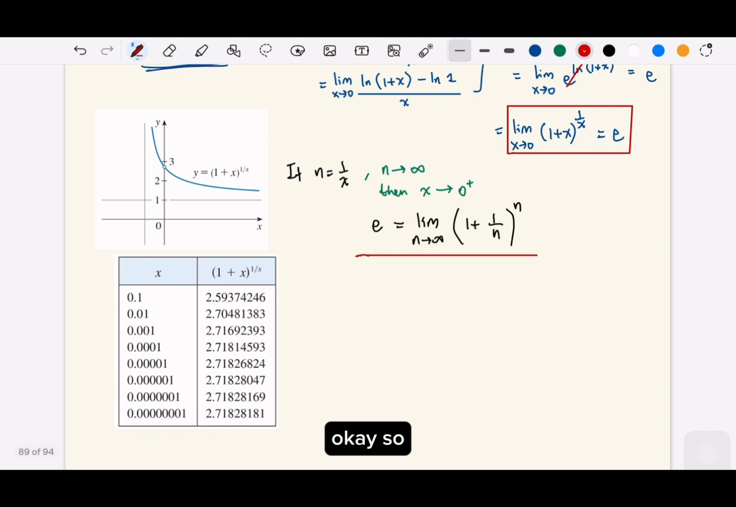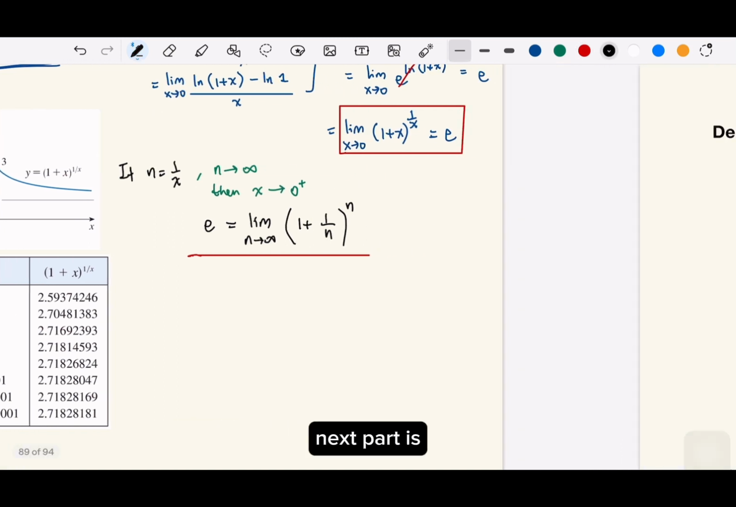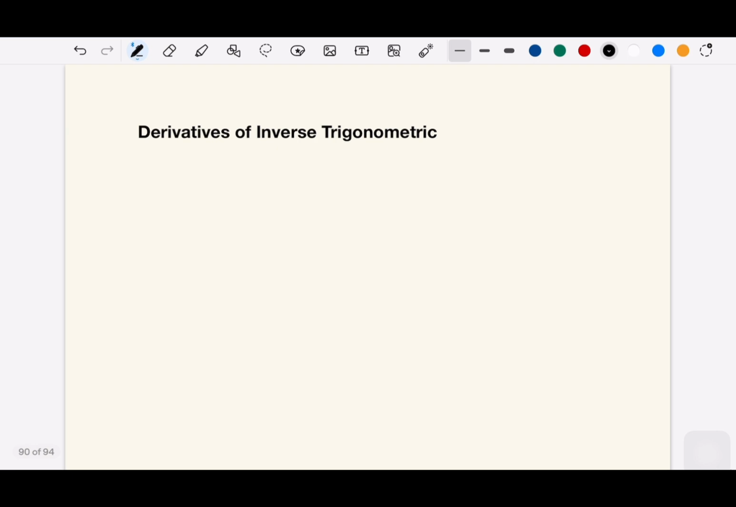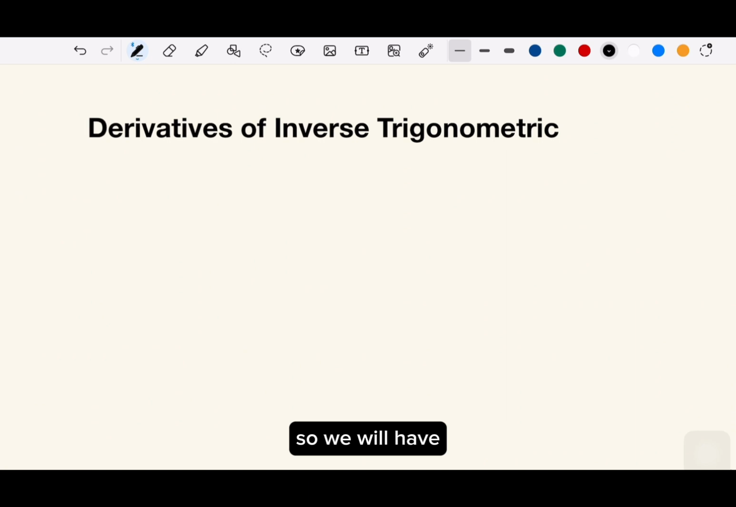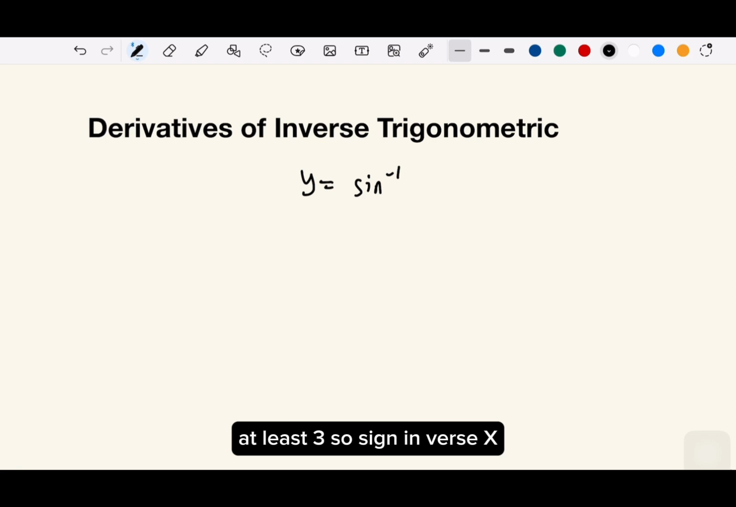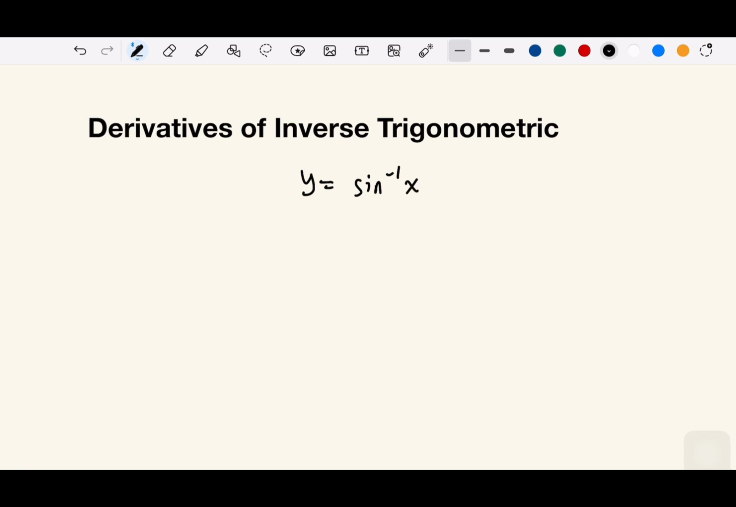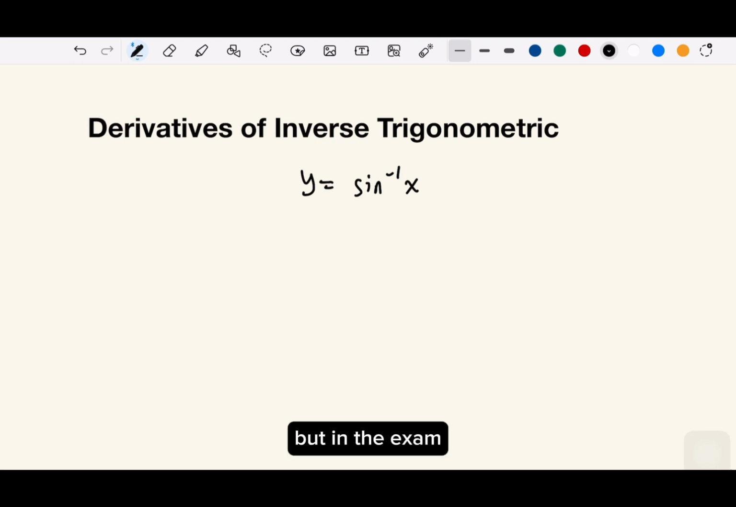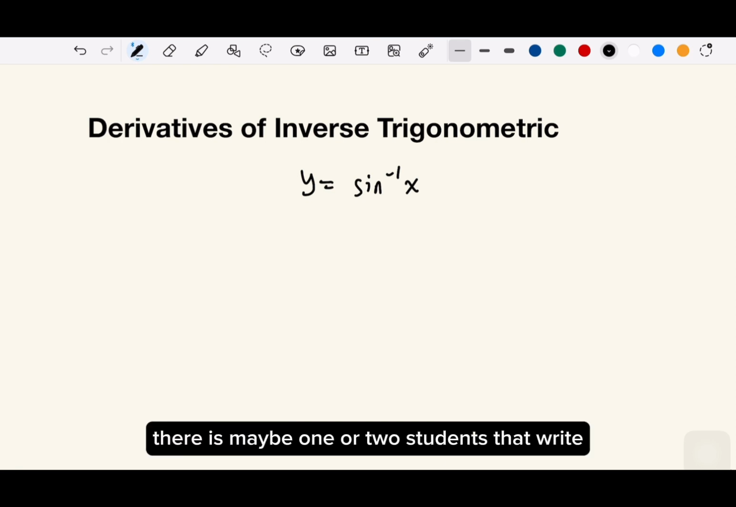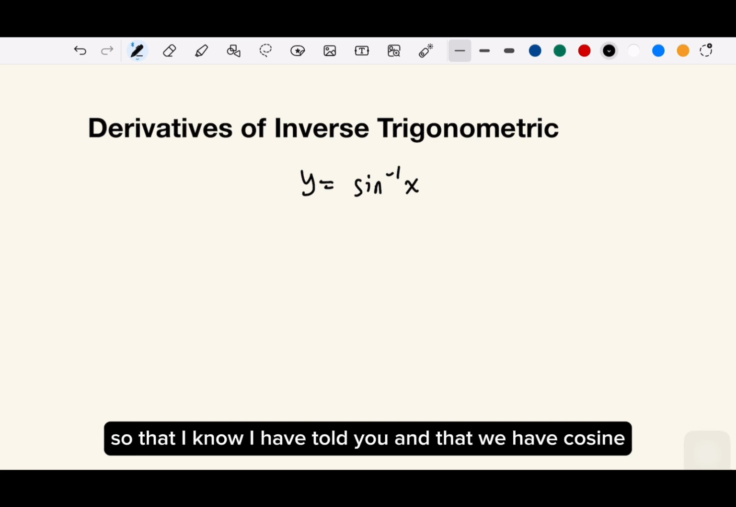Okay, so next part is the derivative of inverse trigonometry. So what is the inverse trigonometry? We will have at least 3. So sine inverse x. This is inverse, okay? It's not 1 over sine. Every year, I was told like several times in class, but in the exam, there's maybe 1 or 2 students that write this is 1 over sine x. Okay? So I need to mention this, so that I know I have told you.